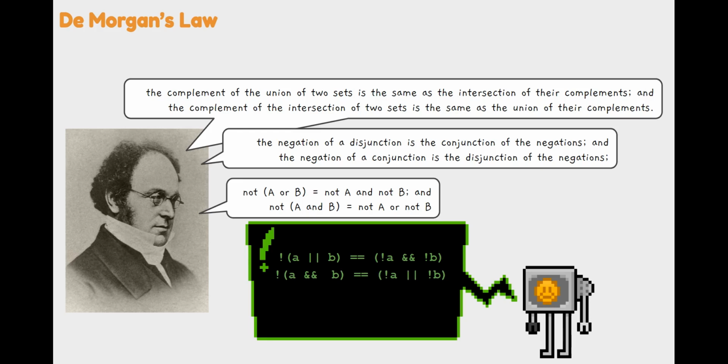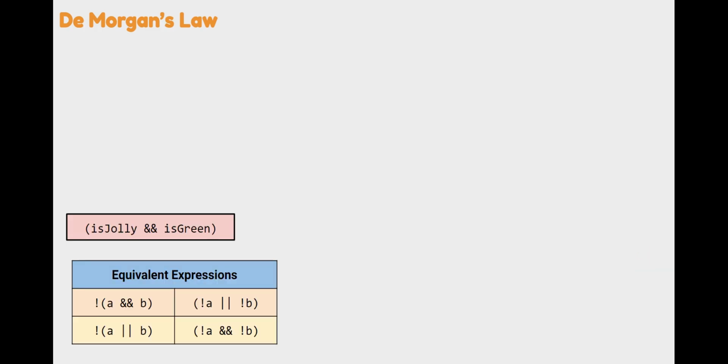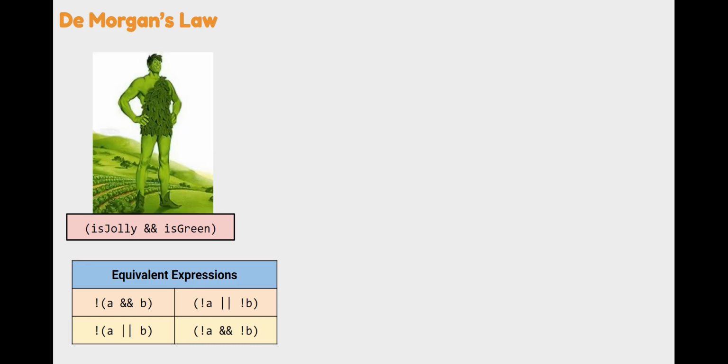Now that we have that law, we get to apply that law. We're going to see how that law applies by meeting some very specific people. First, we have a Boolean expression that says is jolly and is green. If you were to imagine someone that would make that Boolean expression evaluate to true, you might think of the jolly green giant. Both of those adjectives are directly in his name. He is jolly and he is green.